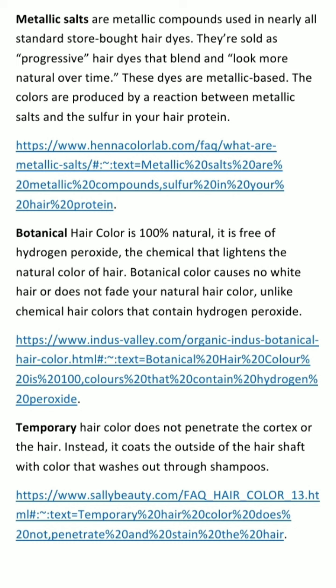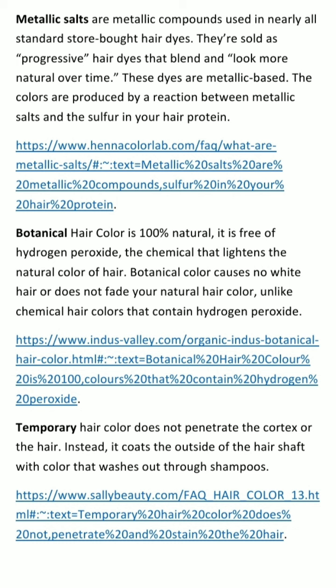So, the fourth is the botanical hair color. Mo ni siya is 100% natural. It is free of hydrogen peroxide, the chemical that lightens the natural color of hair. Botanical color causes no white hair and does not fade your natural hair color, unlike chemical hair colors that contain hydrogen peroxide. So, ang example ani niya is ang kanang tina, magpatina og buhok. Mo ni siya ang botanical hair color na 100% natural, walang halong chemical.